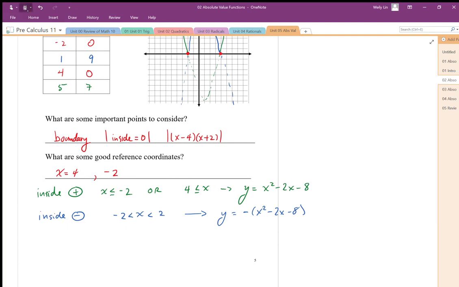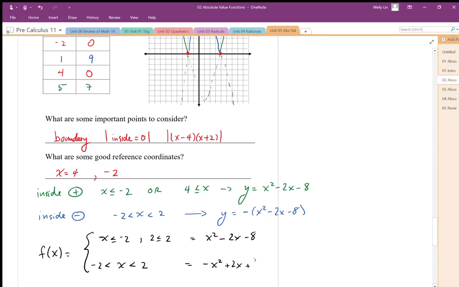Now I should start using the proper notation for this. As a piecewise function, it's going to look like this. We use these curly brackets, and we state our domain. So x is less than or equal to -2, and x is greater than or equal to 4, and f of x is equal to x squared minus 2x minus 8. Here we state our negative domain, where f of x is equal to negative x squared plus 2x plus 8. All I did was distribute. You don't have to distribute like this; you can just leave it in that form. So this is the proper notation for a piecewise function.